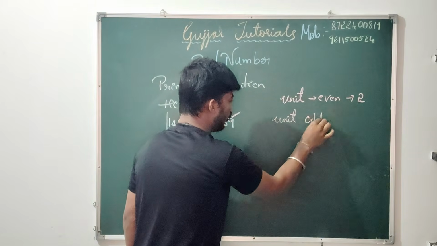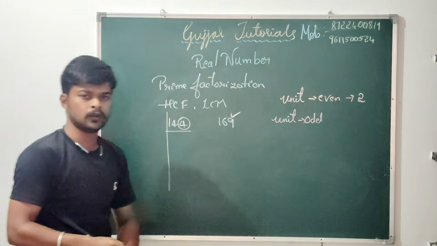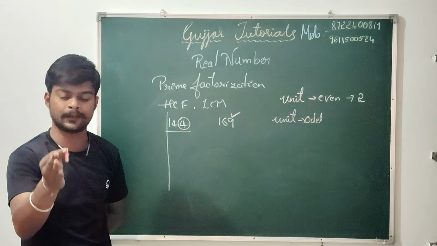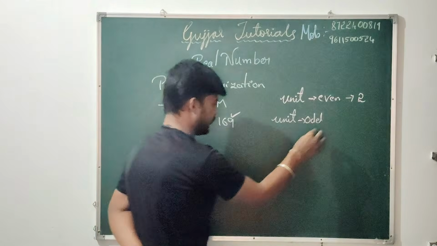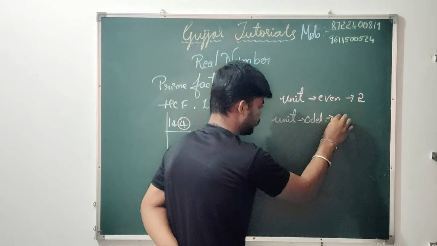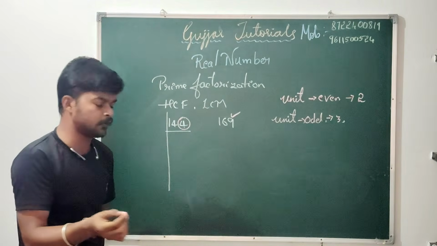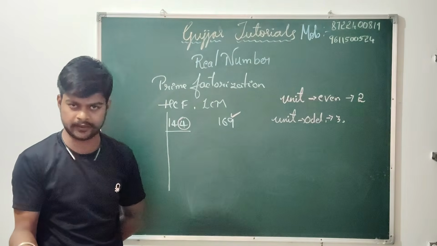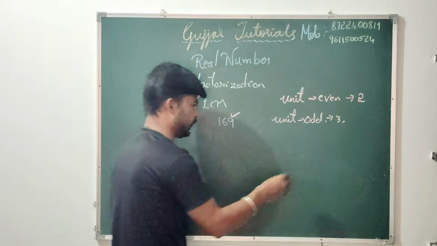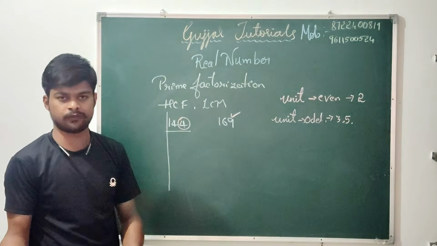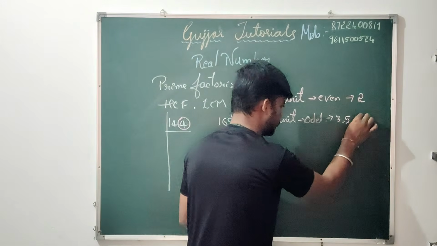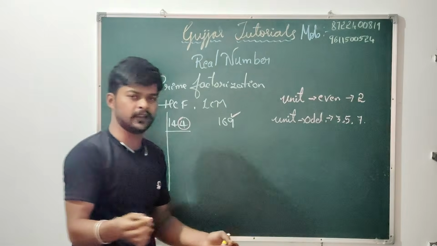Sir, if the unit digit number is odd, what do we need to do? Which is the first prime odd number? That is 3. We need to check with 3. If it is completely divided, we divide with 3. If it's not possible, then we need to check with 5. If it's not dividing with 5, then we check with 7.